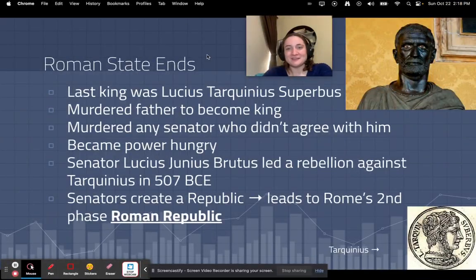Now, at the end of the slideshow, there's also another mythological way of how Rome came to be. I'll explain that at the very end, but this is the historical way. All right, so the Roman state.